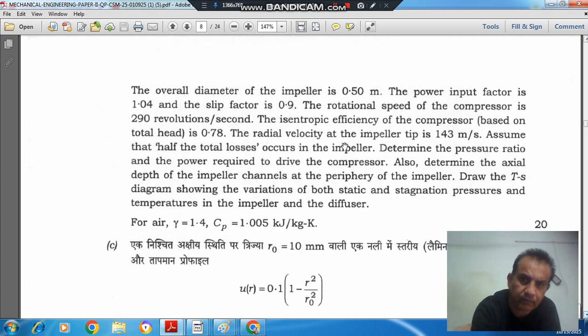Assume that half of the total losses occur in the impeller. Determine the pressure ratio and the power required to drive the compressor. Also determine the axial depth of the impeller channel at the periphery of the impeller. Draw the TS diagram showing the variation of both static and stagnation pressure and temperature in the impeller and the diffuser. For air, gamma is equal to 1.4 and Cp is 1.005 kilojoule per kilogram per degree Kelvin.